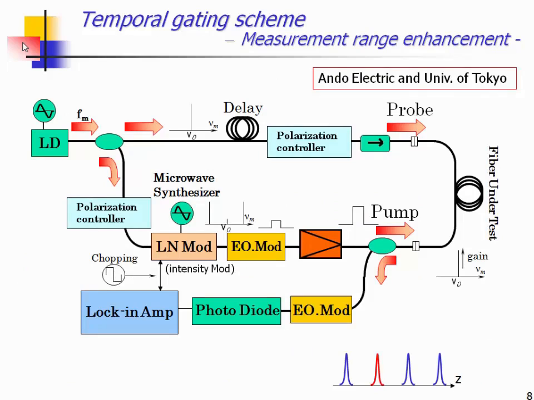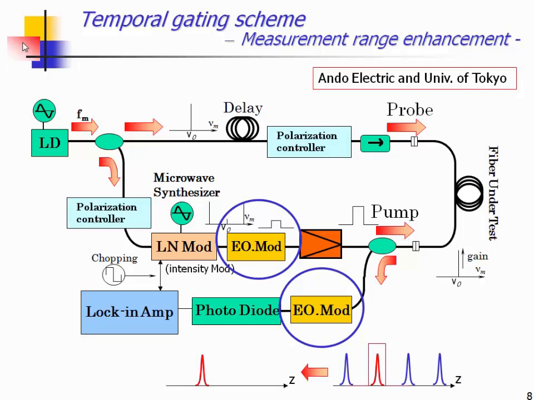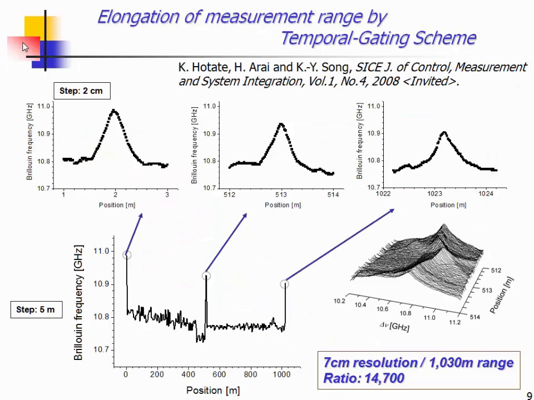In our BOCDA technology, we modulate in sinusoidal waveform for FM. So along the optical fiber, if the length of the fiber is rather long, we have multiple selected positions. In order to measure only the one position to be measured, we additionally set a longer pulse length; the typical value is several tens of meters. By additionally using some timing switch, we could select only one position. By using this temporal-gating scheme, we could enhance the measurement range. In this demonstration, the spatial resolution was 7 centimeter and the total measurement range was more than 1 kilometer. In this case, the ratio between the spatial resolution and the measurement range was 14,700.